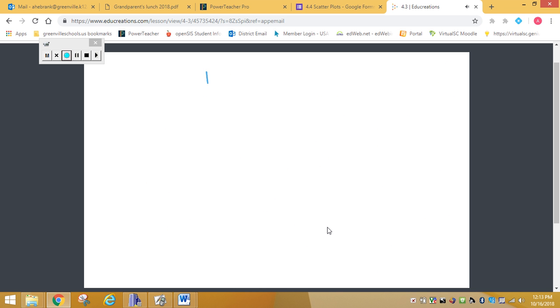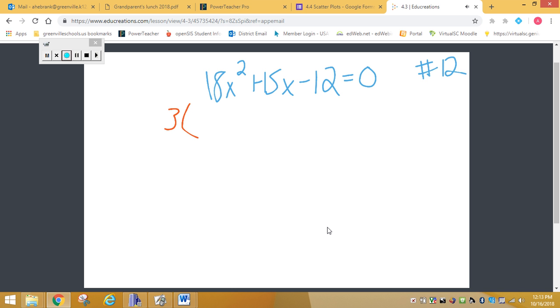Last up, 18x squared plus 15x minus 12 equals 0. This one's like number 12 on your worksheet. Looking, I can see there's a GCF of 3. 3 will go into all 3 of those, so that's where I'm going to start. I'm going to pull a 3 out. 18 divided by 3 is 6x squared. 15 divided by 3 is 5x. And 12 divided by 3 is 4.